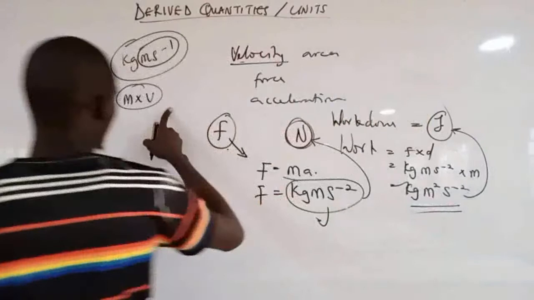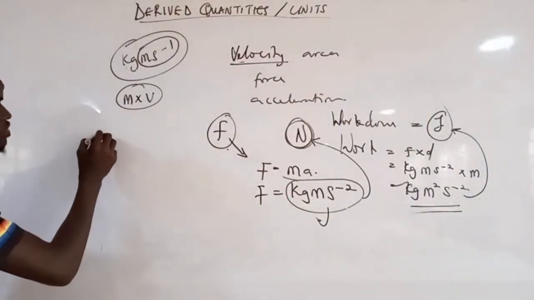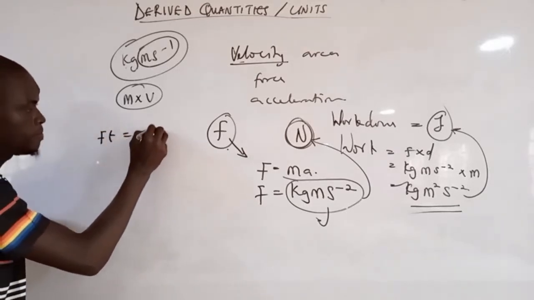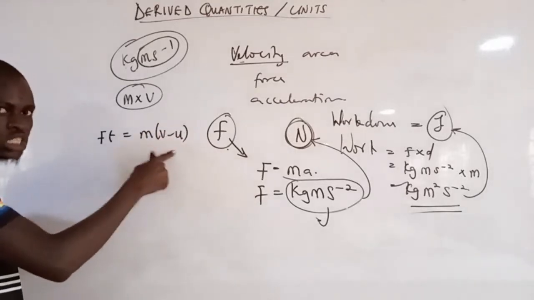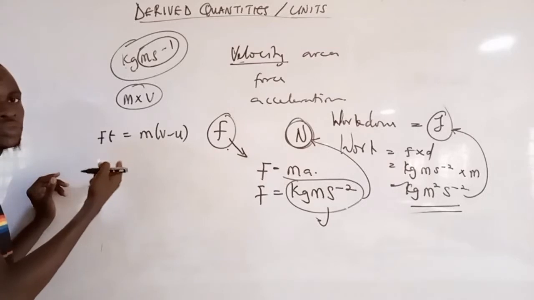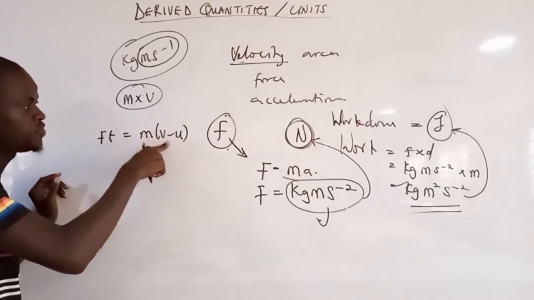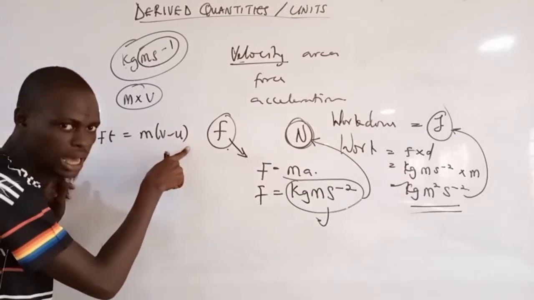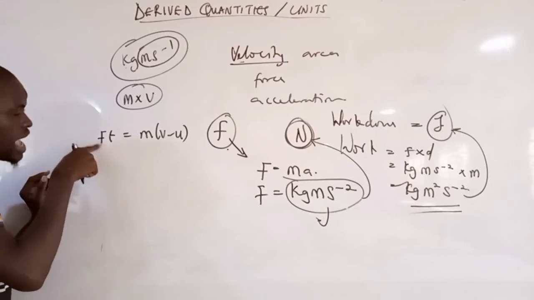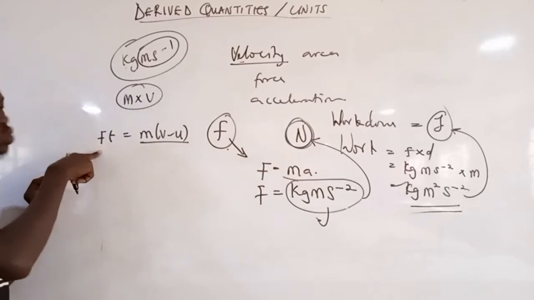So therefore, according to Newton's second law of motion, we believe that Ft, which is impulse, is equal to m times change in velocity, which is change in momentum. What I'm trying to say is that change in momentum is m(v minus u) all together. This is what Ft is. That means change in momentum is equal to impulse.